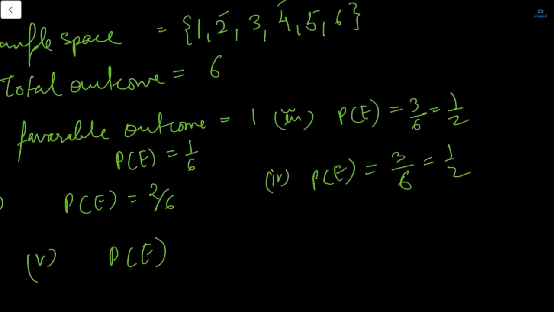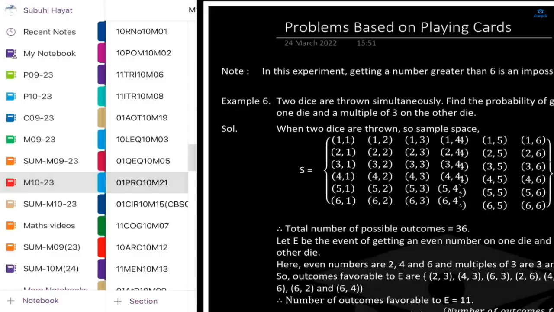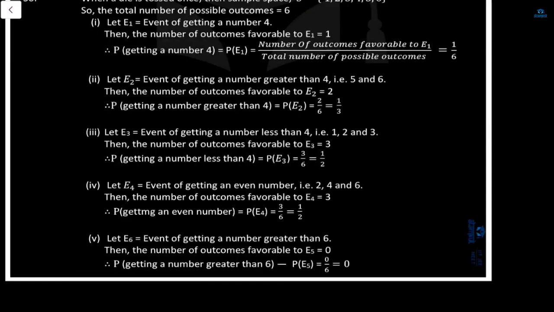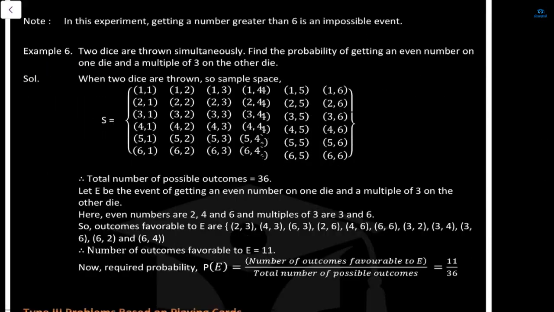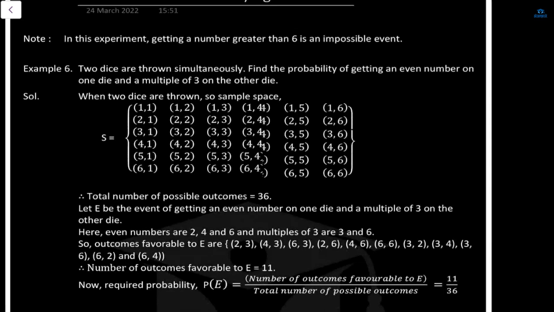So it is 0 by 6. That is 0. This is an impossible event. Okay. Not have playing cards before that should be there. Okay. Second type of problem we have done. It is also mentioned here that getting a number greater than 6 is an impossible event in this. Okay.